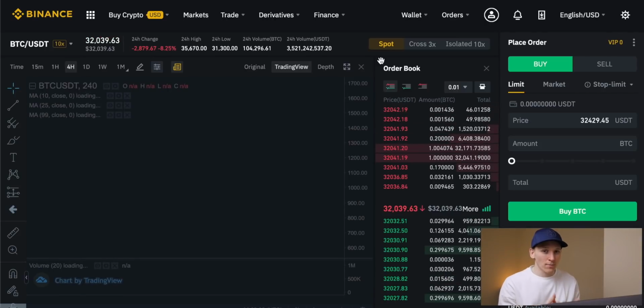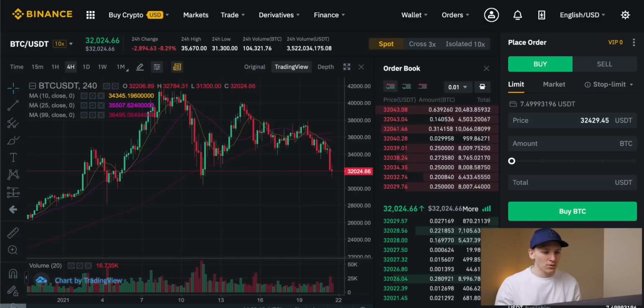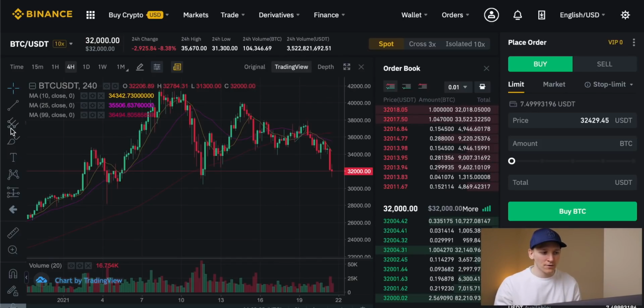And if you're not using Binance, if you're using something like Coinbase Pro, then you're going to have a similar layout. They're not exactly the same, but the layout will be similar overall. But the first thing we're going to do is just look at the chart and how to read it. So on Binance, you have a few different options for the chart. You can have original, and that takes away all of the technical analysis drawings for you, or you can have TradingView. So I want to look at TradingView first.